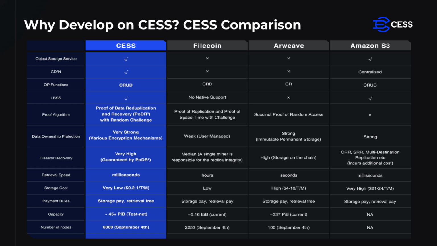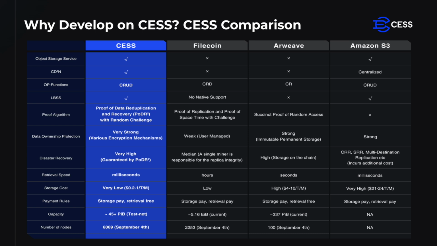Object Storage Service. SES and Amazon S3 both offer object storage services. However, SES's decentralized object storage service offers a plethora of features compared to S3, like location-based storage selection, data ownership protection, etc. We will discuss this in more detail in this episode. In contrast, Filecoin and Arweave do not provide this feature.